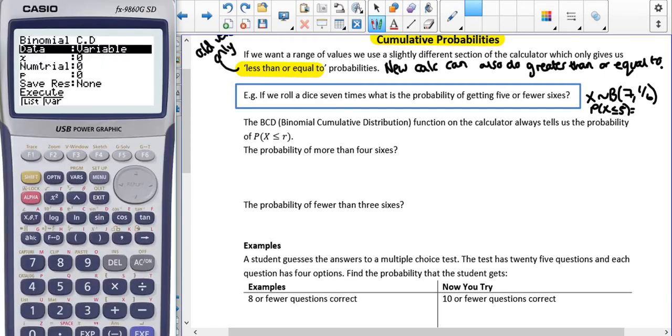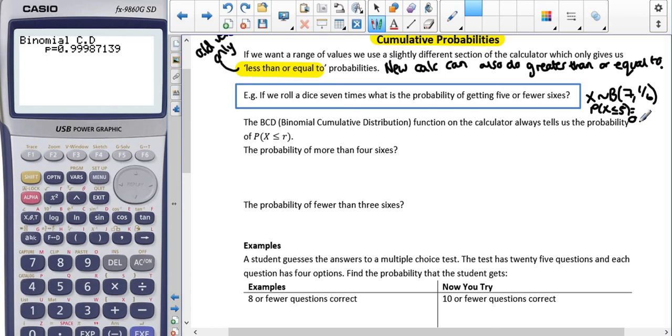If you have the old version of the calculator, bearing in mind that this only does less than or equal to, that means our X is going to be 5. Our number of trials is still going to be 7. And the probability is still 1 out of 6. And you can see that you get the exact same probability. So you have to put it in the calculator a little bit differently, but we end up with the same probability. I'm going to give it to more than 3 significant figures, because if I was to give it to 3 significant figures, I'd just have 1.00. So I've given it to a couple more than 3 significant figures this time.